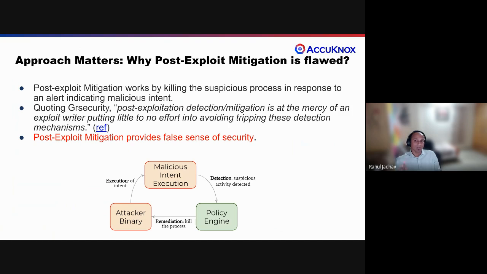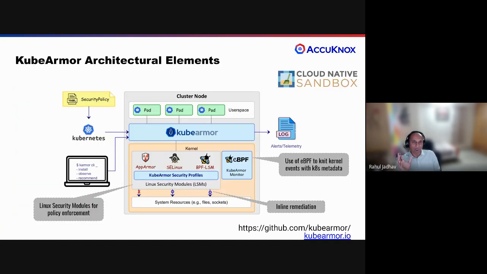So this is where we started off. We thought that having post-exploit mitigation is a flawed technique. We want to bring in architectural elements wherein even before the access is attempted or a process is formed, we should be in a position to stop it. And that's where some of the architectural elements that we have chosen for KubeArmor come into play.